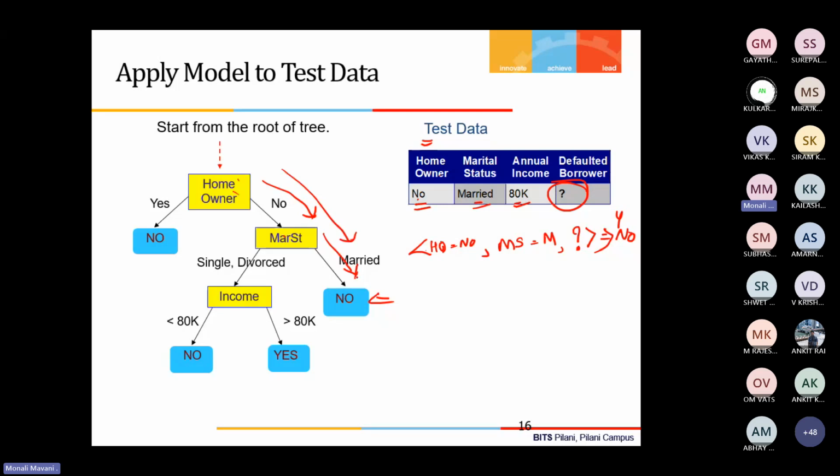values. We are not checking anything else. So if I write it this way, I can write: homeowner no, marital status married. And if this is the branch I'm following, irrespective of the annual income, the class is going to be no. You can see these are simple if then else rules. So a decision tree is nothing but if then else rules. If homeowner is no, if marital status is married, then my class is going to be no.